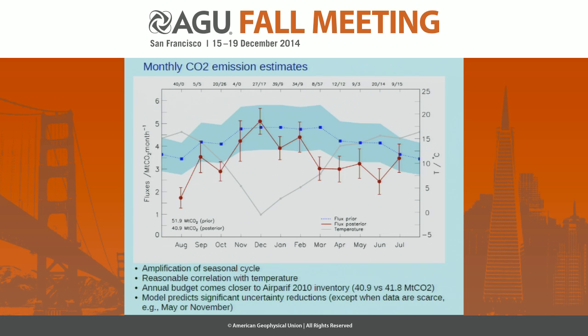You generally see a strong amplification of the seasonal cycle, and that also gets a nice, reasonable correlation with temperature. For example, highest emissions in December correspond exactly to the month with the lowest temperature. This makes perfect sense given that home and commercial heating contribute lots to CO2 emissions during winter. Here is the estimate for the annual budget, and the inversion gives an annual budget that comes very close to the newest Airparif 2010 inventory: 41 megatons CO2 compared to 42 megatons of CO2.